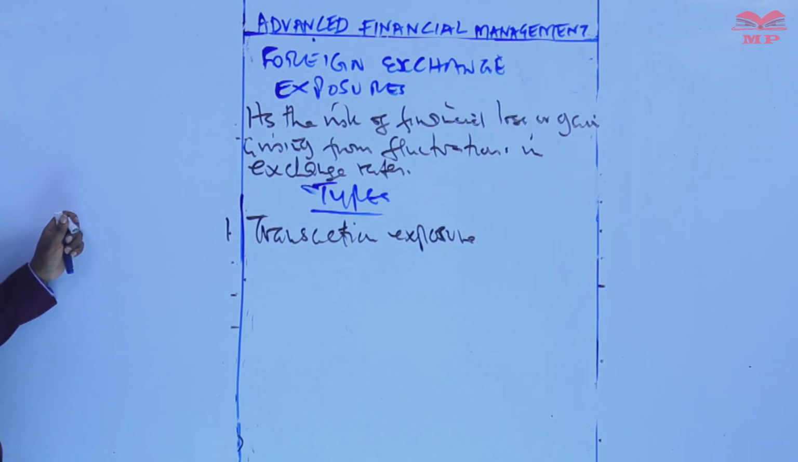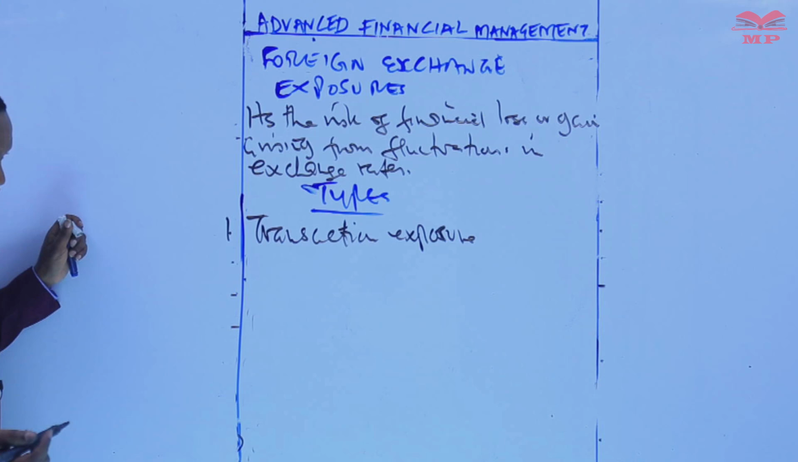For example, take an example of a US importer who is buying goods from a Kenyan supplier on credit. That may expose him to what we are calling transaction exposure.